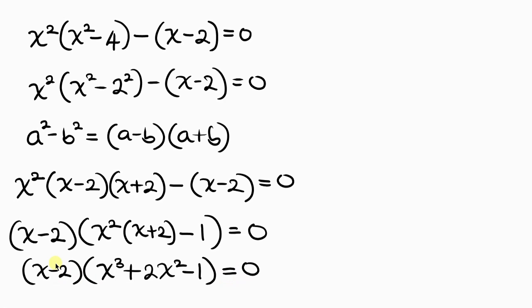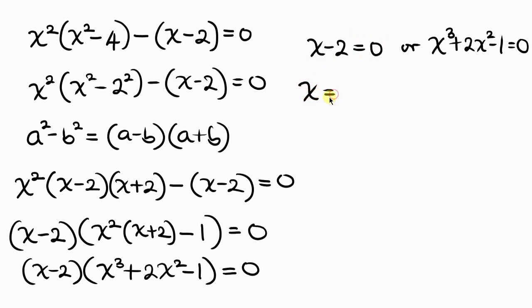So we have two cases. The first case is where we have x minus 2 to be equal to 0. Or the second case is where we have x cubed plus 2x squared minus 1 to be equal to 0. Now going with the first case, we're going to move negative 2 to the right hand side so that we have the value of x to be equal to, as negative 2 crosses to the right, it becomes positive 2. Very good. So we've been able to get one value of x.